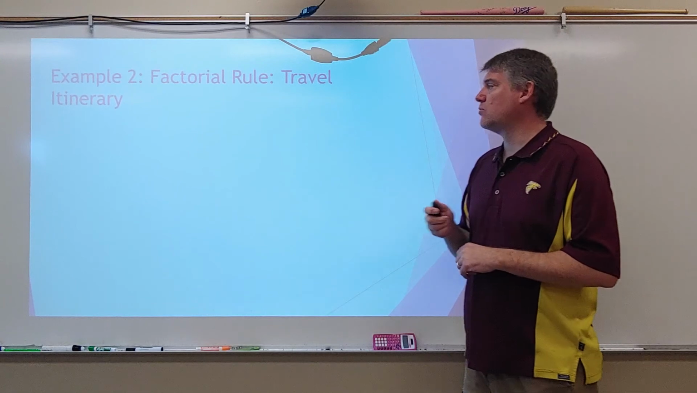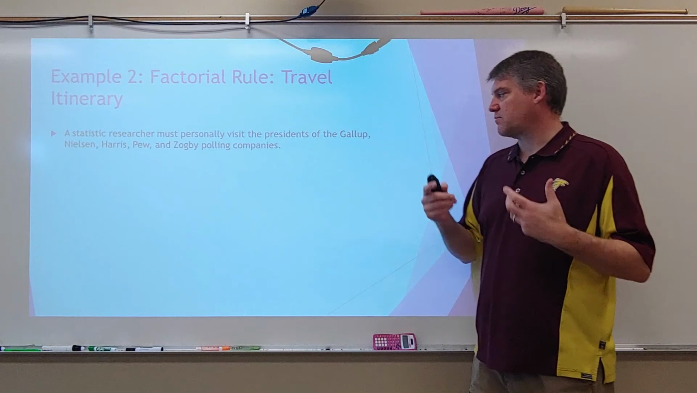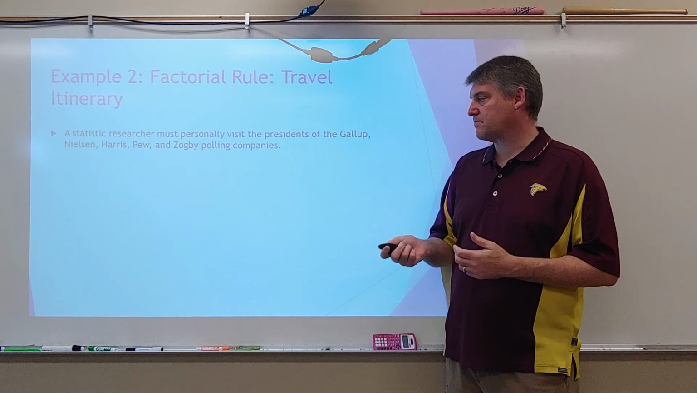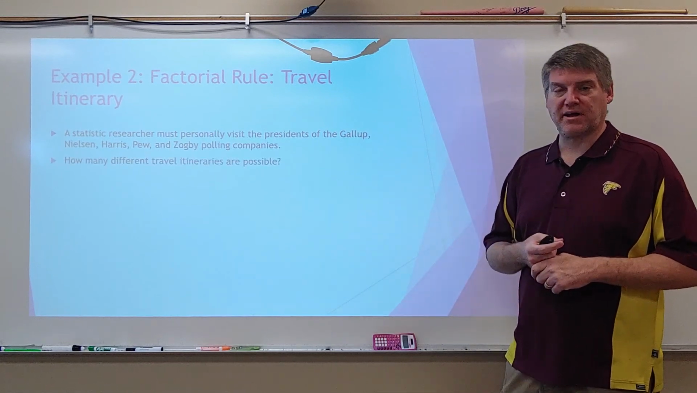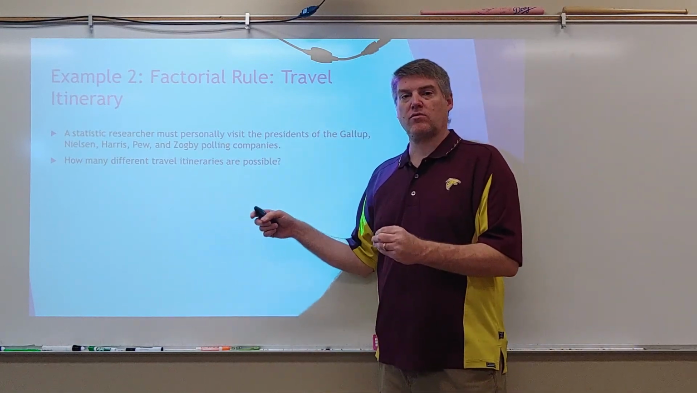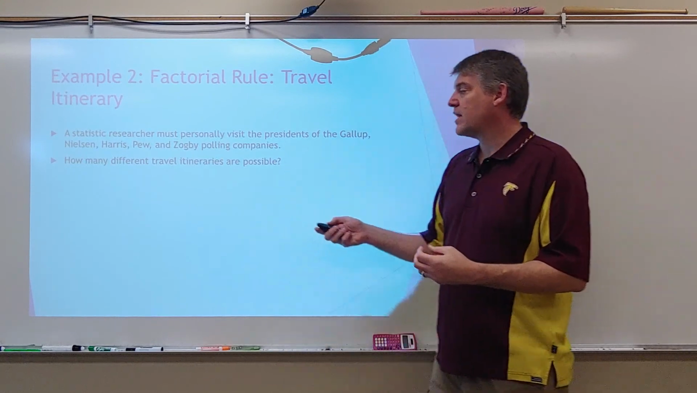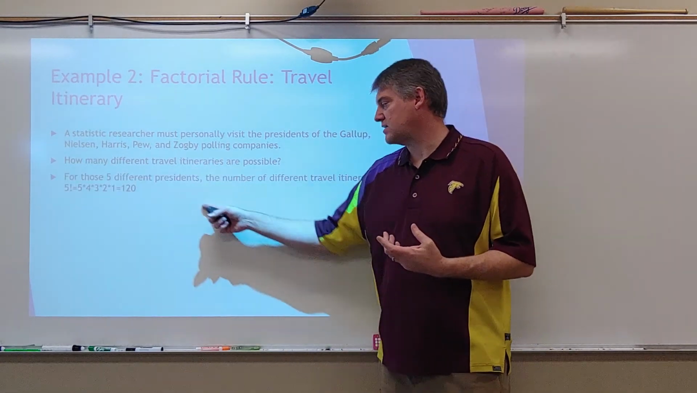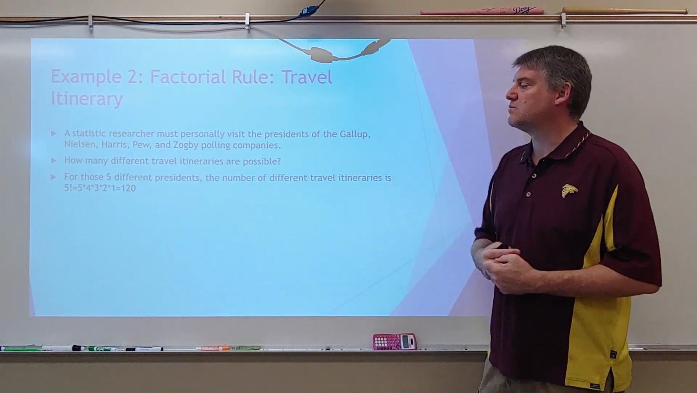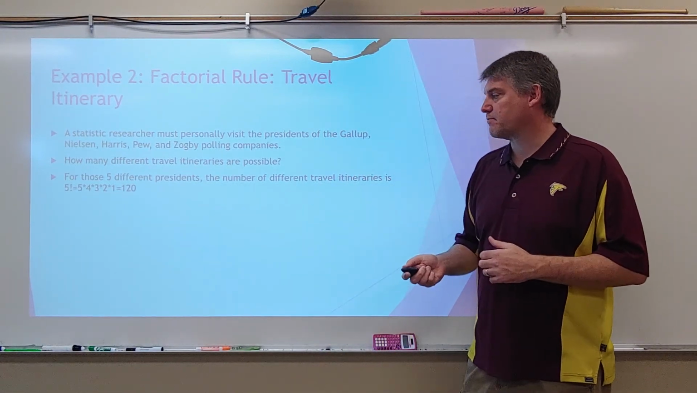Example 2, the factorial rule, travel itinerary. A statistics researcher must personally visit the presidents of the Gallup, Nielsen, Harris, Pew, and Zogby polling companies. How many different travel itineraries are possible? The first thing is, how many choices does he have for going somewhere first? He has 5, so there are 5 different presidents. The number of different travel itineraries is 5 factorial, or 5 times 4 times 3 times 2 times 1, or 120 different possible routes that he can take.